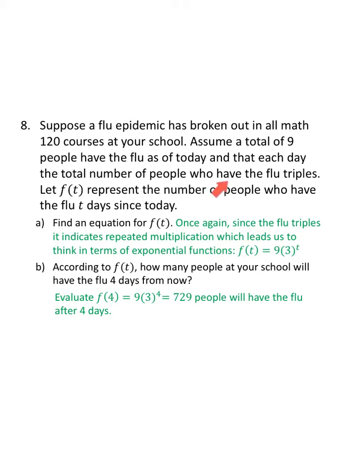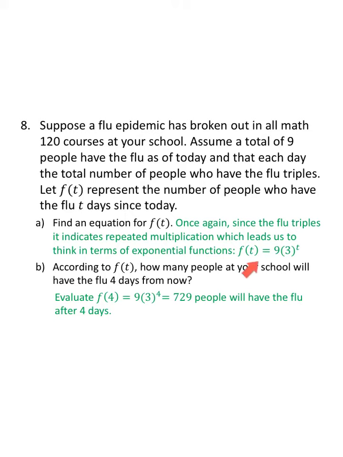Okay, the number of people who have the flu triples. We don't add 3 each time. We multiply by 3. Since the flu triples, it indicates repeated multiplication, which leads us to think in terms of exponential functions. 9 people have the flu today, so 9 is our starting value. The number of people that have the flu triples, so our base multiplier is 3. We're multiplying by 3 each time. And since it is repeated multiplication by 3, the exponent is t. I'm not multiplying by t, the exponent is t.